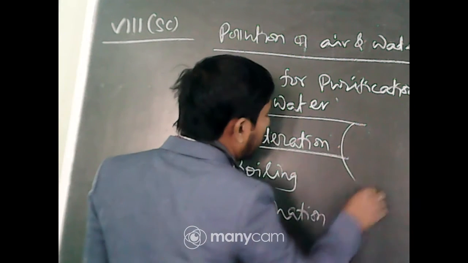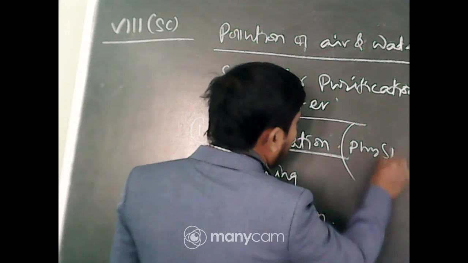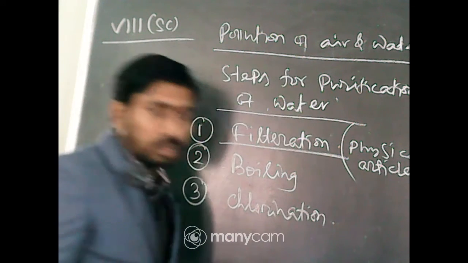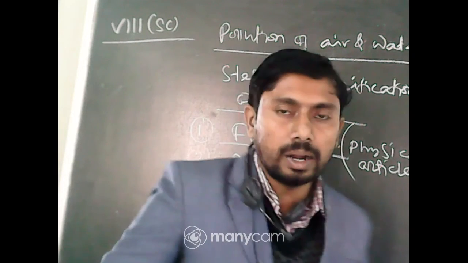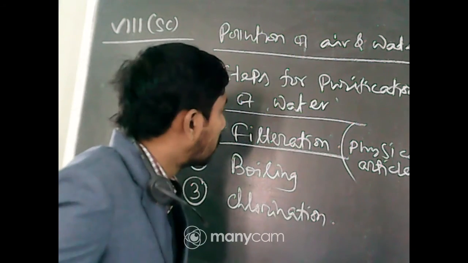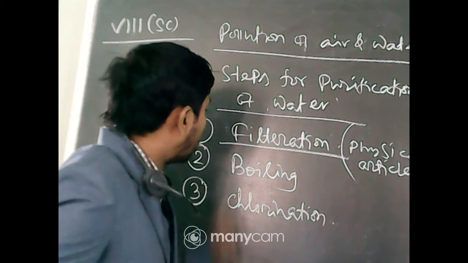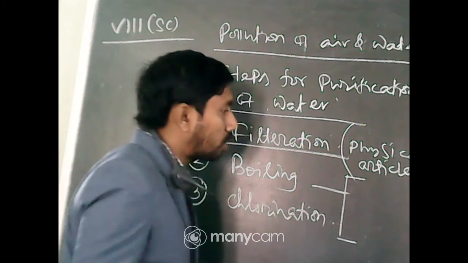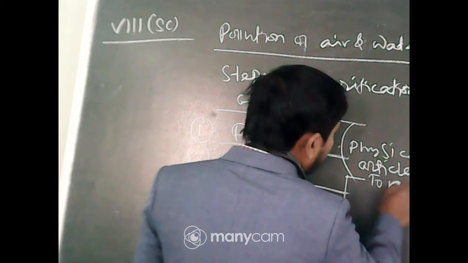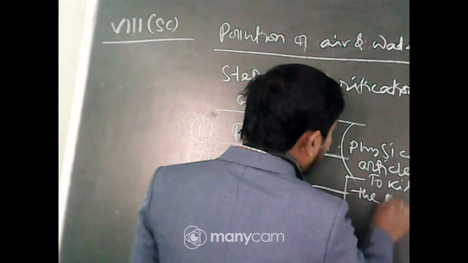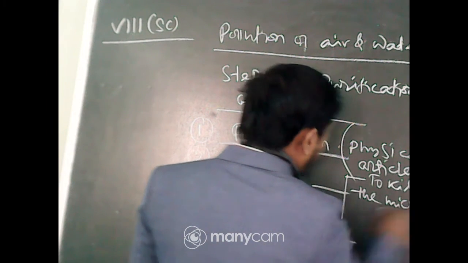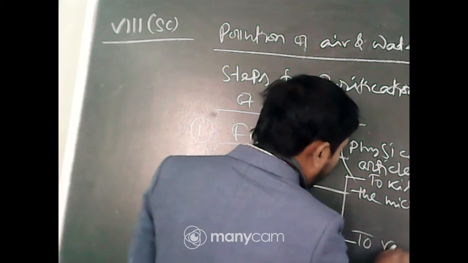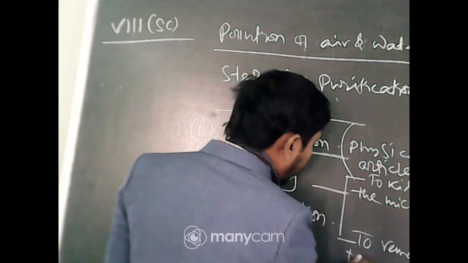Filtration, this is already discussed, that is for physical articles, that is the pieces of plastics, the pieces of paper, bottles, etc., these should be restricted. Next one is boiling. Now, boiling has two parts. First of all, to kill the microbes, and another point is to remove temporary hardness.